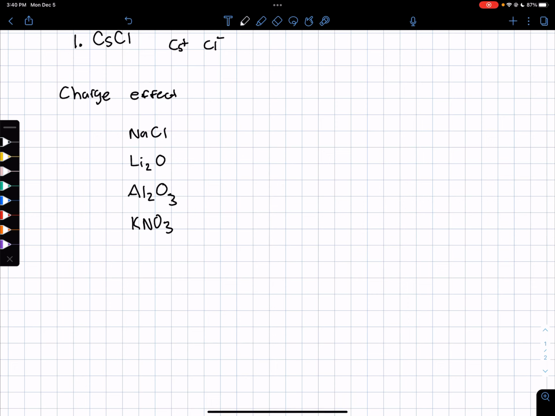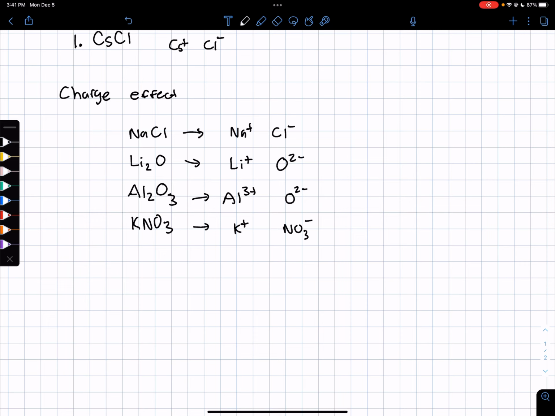So between these, we realize that the charges on everything here matter, so we have to break these into their charges, right? Because right now the radius is really fluctuating, so it's easier to look at the charge effect. So sodium plus and Cl minus is broken down here. Lithium plus and then O2 minus is that one. Aluminum 3 plus and O2 minus is this one for aluminum oxide, and then K plus and NO3 minus.